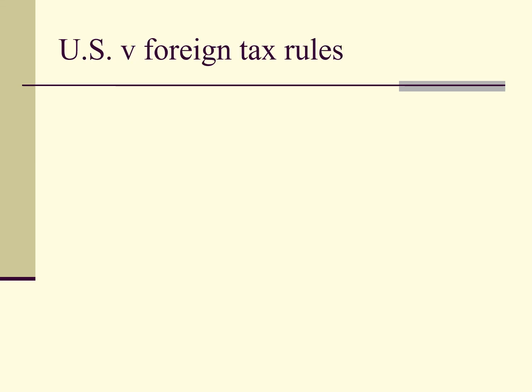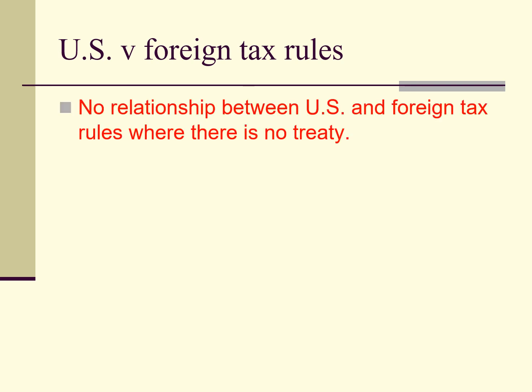Let's now look at the relationship of U.S. tax law to the tax laws of foreign countries. The basic message here is there is no real relationship between U.S. and foreign tax rules when there is no tax treaty. What this means is the U.S. tax laws, which control U.S. taxation of the worldwide income of U.S. taxpayers, have no direct relation to the rules of foreign governments.